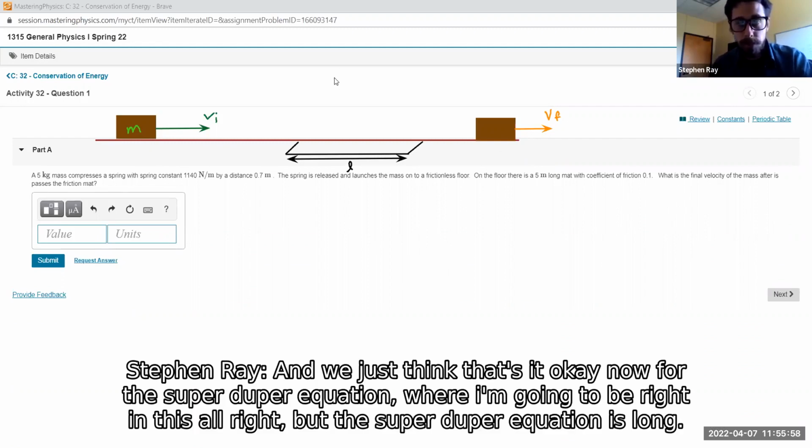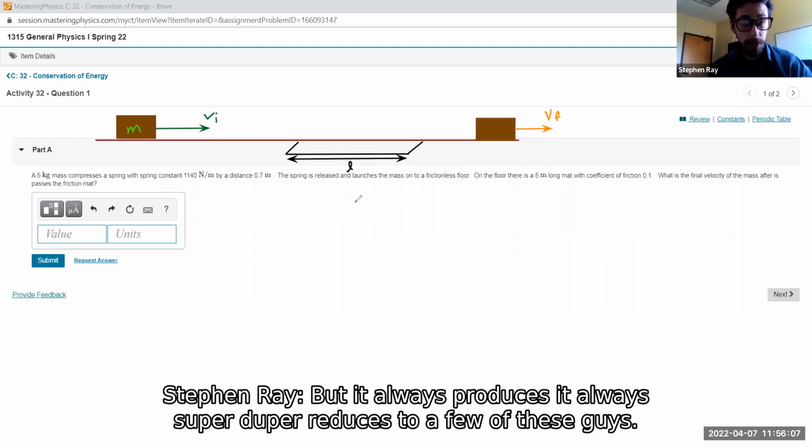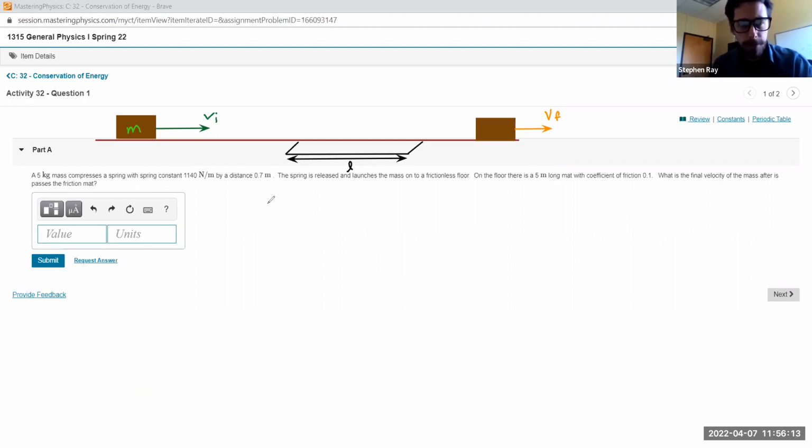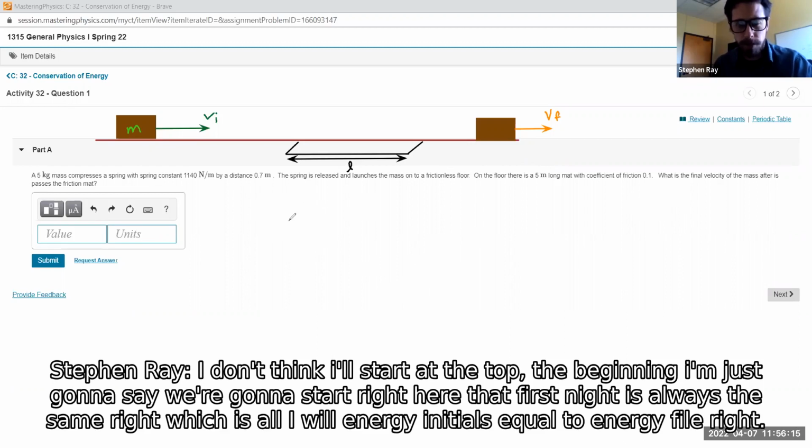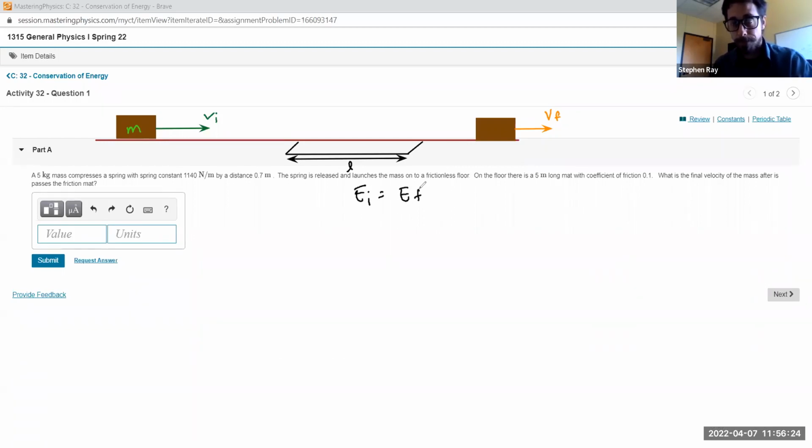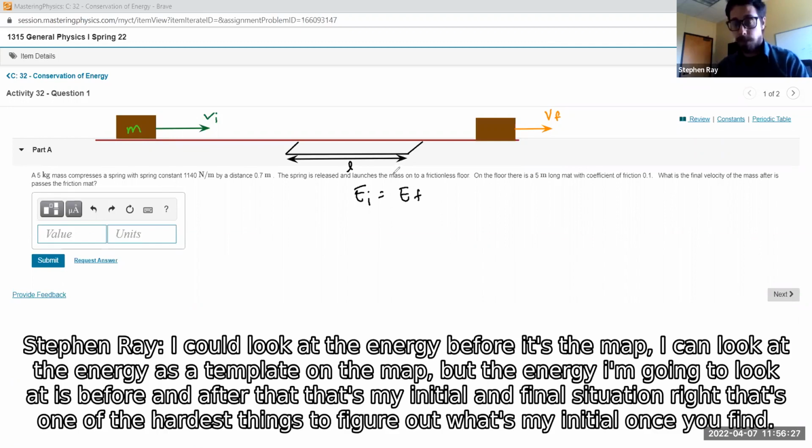Okay, now for the super duper equation, where I'm going to be writing this a lot, right? The super duper equation is long, but it always super duper reduces to a few of these terms. I don't think I'll start at the beginning. I'm just going to start right here, right? The first line is always the same, which is energy initial is equal to energy final, right? I could look at the energy before it hits the mat. I could look at the energy as it's halfway on the mat, but the energy I want to look at is before and after the mat. That's my initial and final situation, right? That's one of the hardest things to figure out. What's my initial? What's my final?